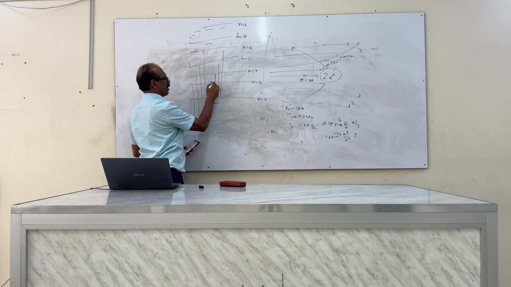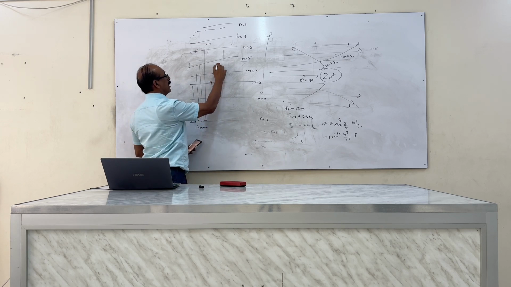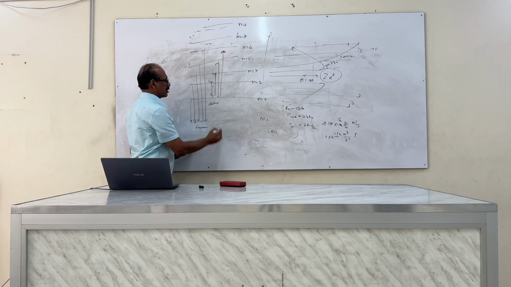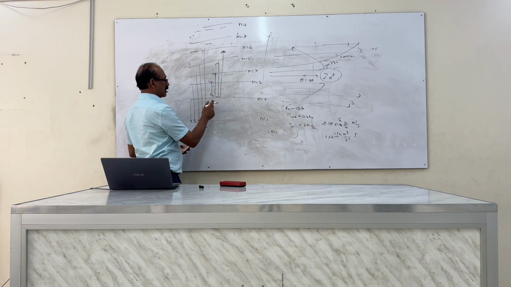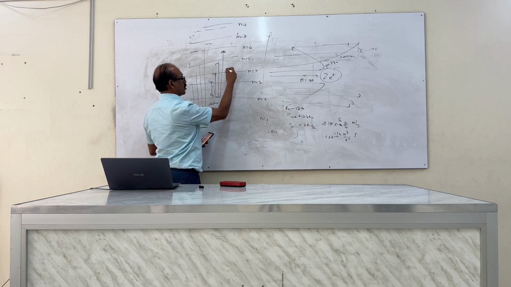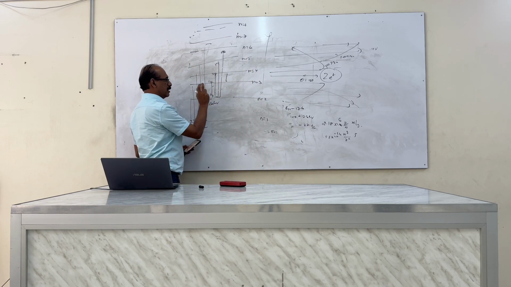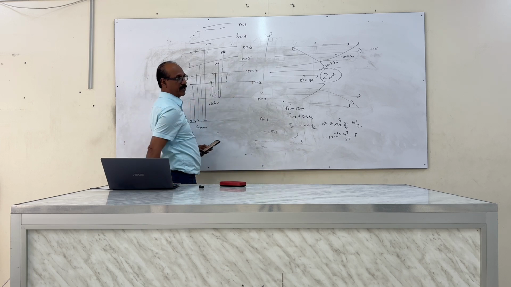Your first line is known as the H alpha line, then H beta, H gamma, H delta. These are the lines. This is called the Balmer series. Next one, Paschen, then Brackett. This is ultraviolet, this is visible light, and these are all the infrared region.